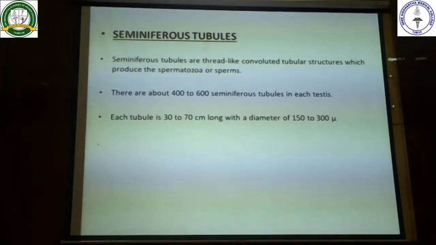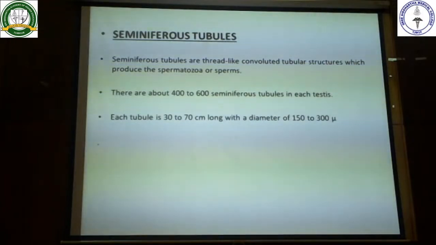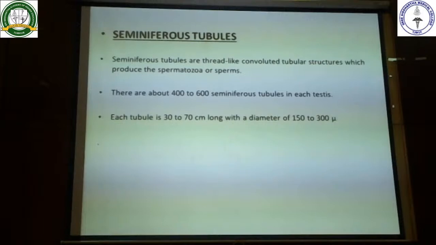Coming to the length, each seminiferous tubule is about 30 to 70 centimeters long, whereas the duct of the epididymis is about 4 meters. The diameter of each seminiferous tubule is about 150 to 300 microns.